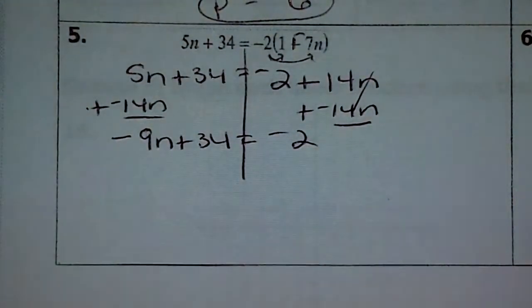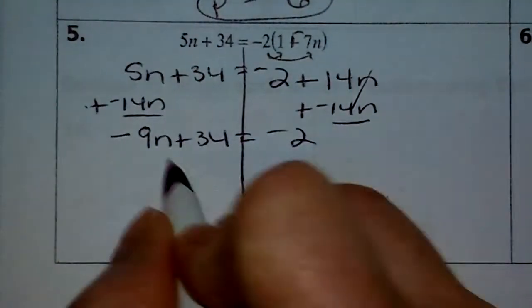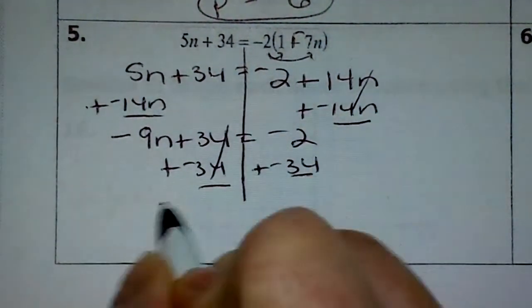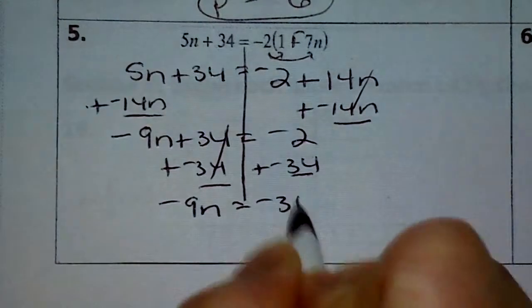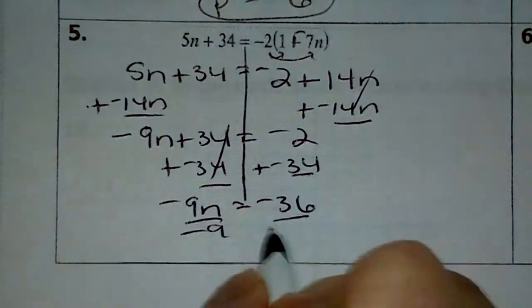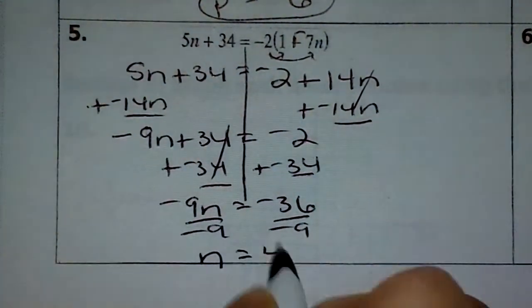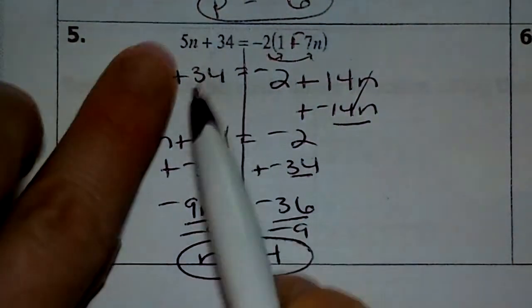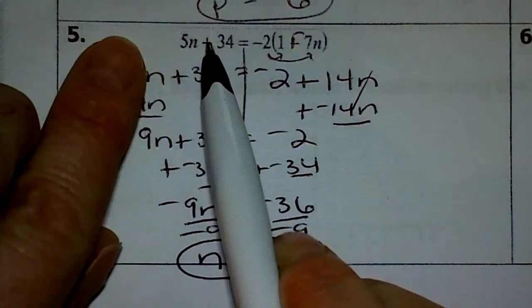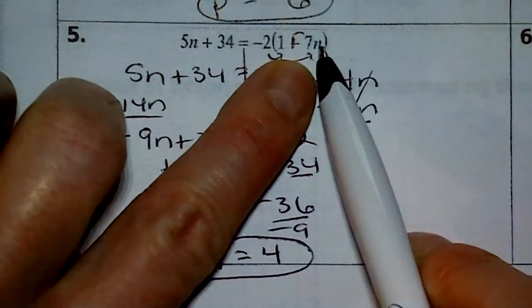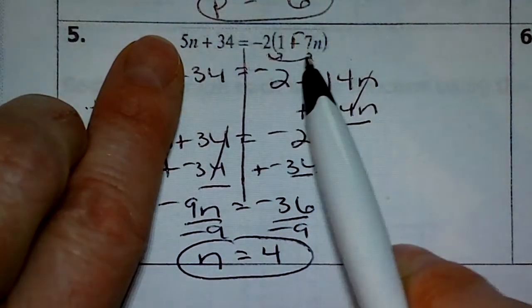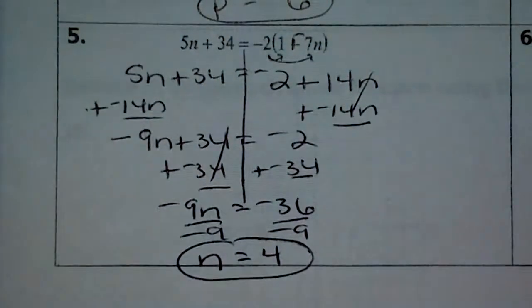Negative 2 is left right there. It's a two-step. Add a negative 34. You get negative 9n equals negative 36. Divide by negative 9. And n equals a positive 4. To check it, you plug an n in there and solve what this side is. You plug the n in there and solve what that side is, and you make sure that this side does equal that side. That's how you check it.